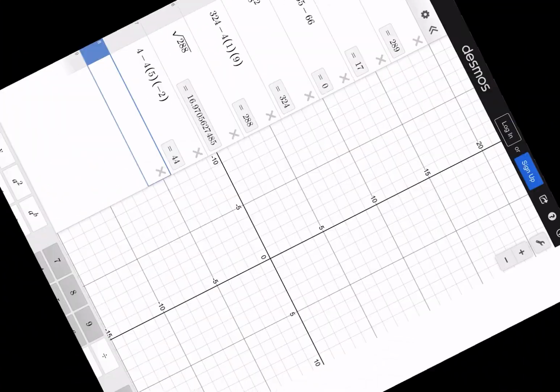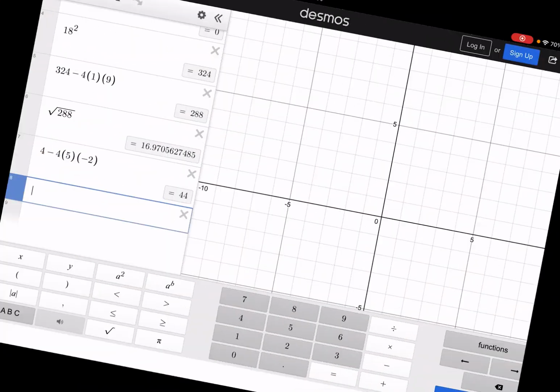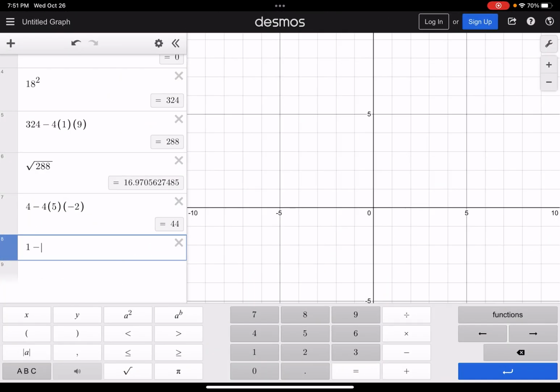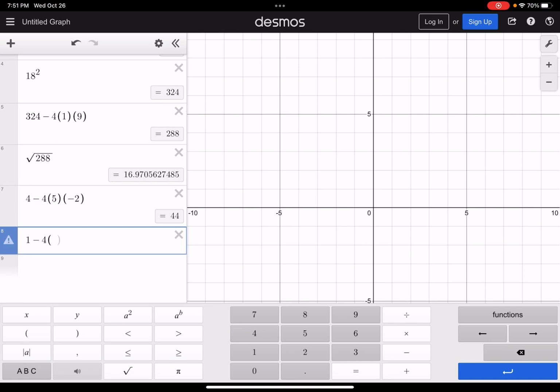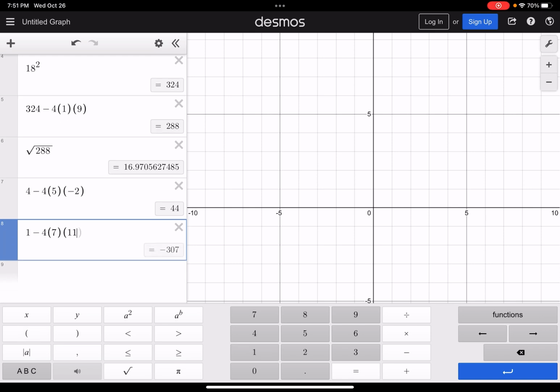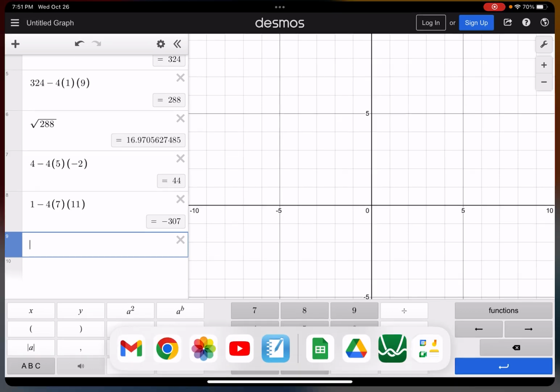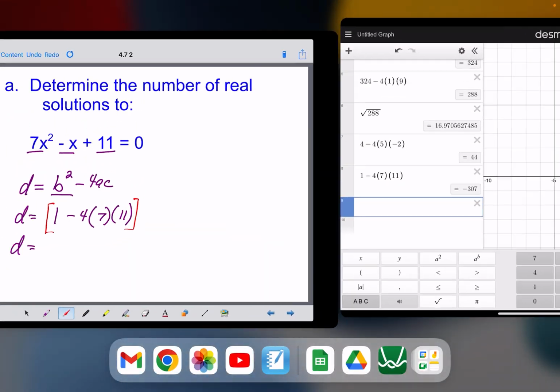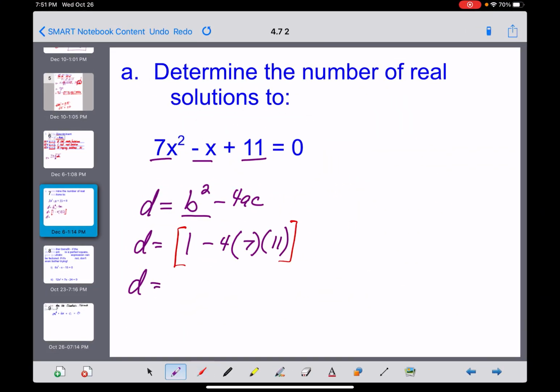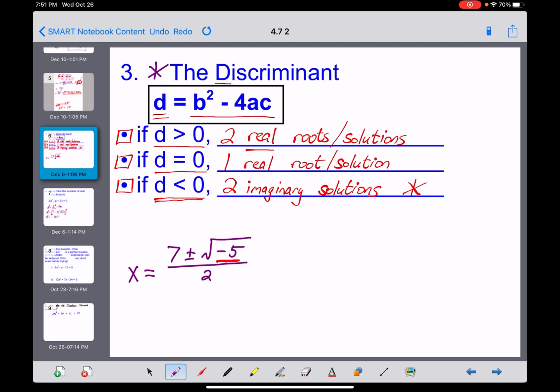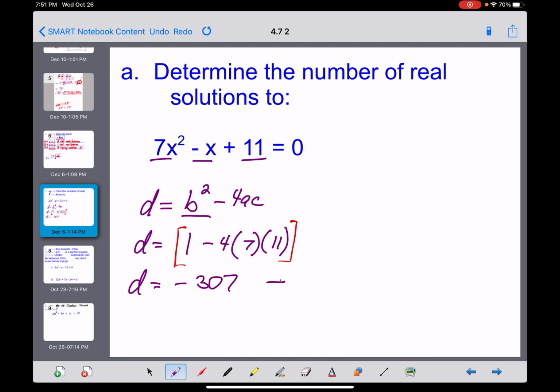Okay, 1 minus, we have a 4 times a 7 for our a value, and then times an 11 for our c value, and we end up with negative 307. Now, the value of that number isn't really all that important, but the sign is. We ended up with a discriminant value that was negative, less than 0, so that means we have two imaginary solutions.